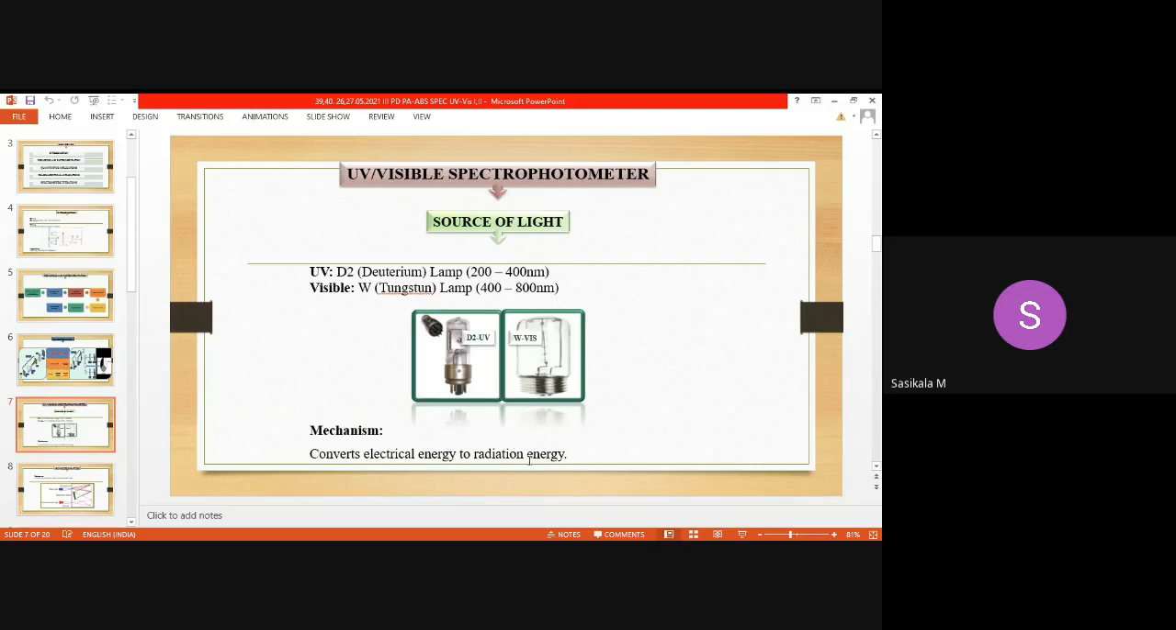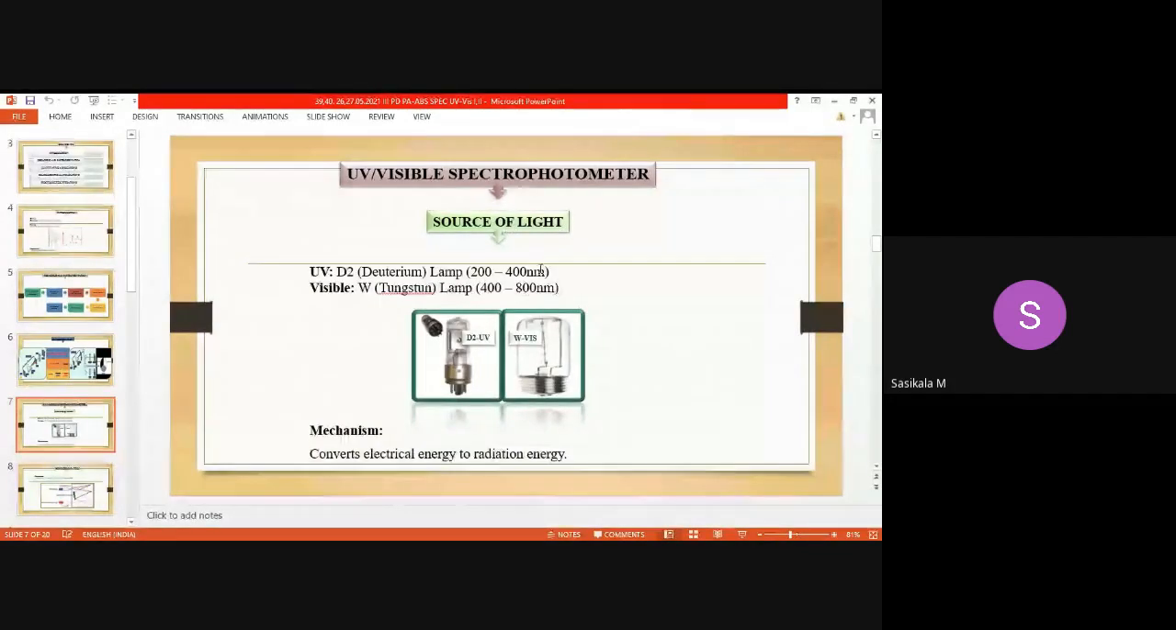Electrons to photons. Photons are what? Radiation energy. What type of photons are emitted? UV and visible photons. What is the range? 200 to 400 nanometer. And this nanometer, what does it represent?